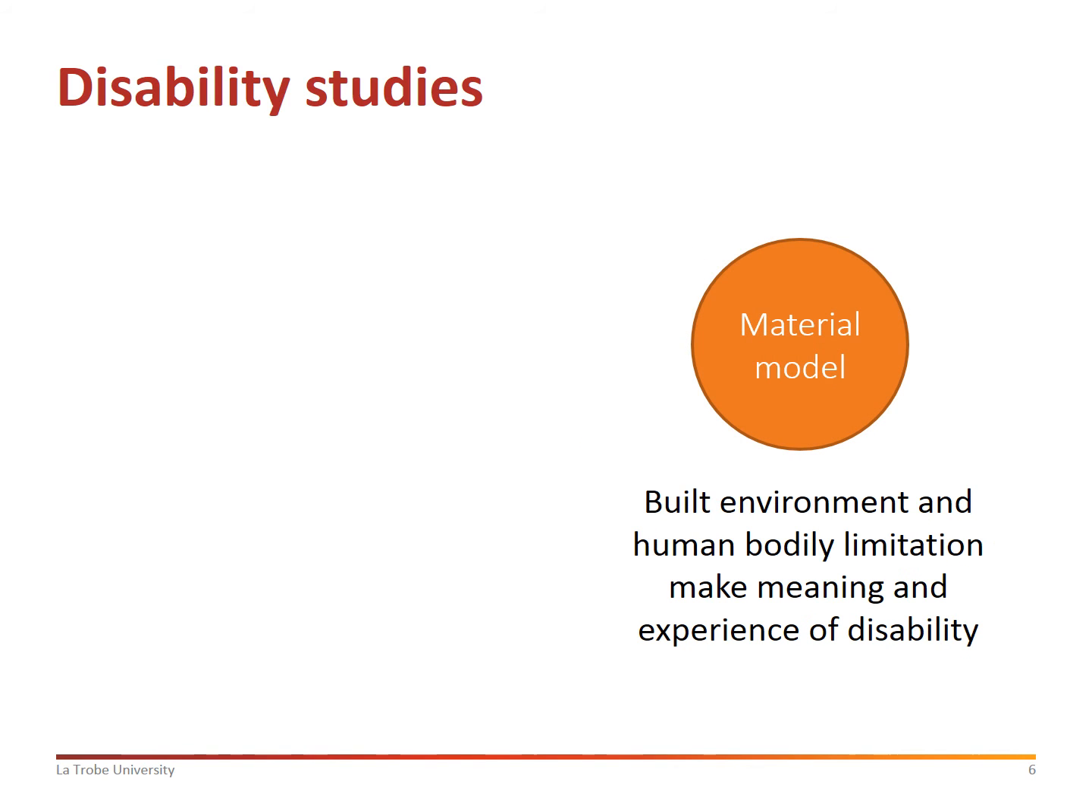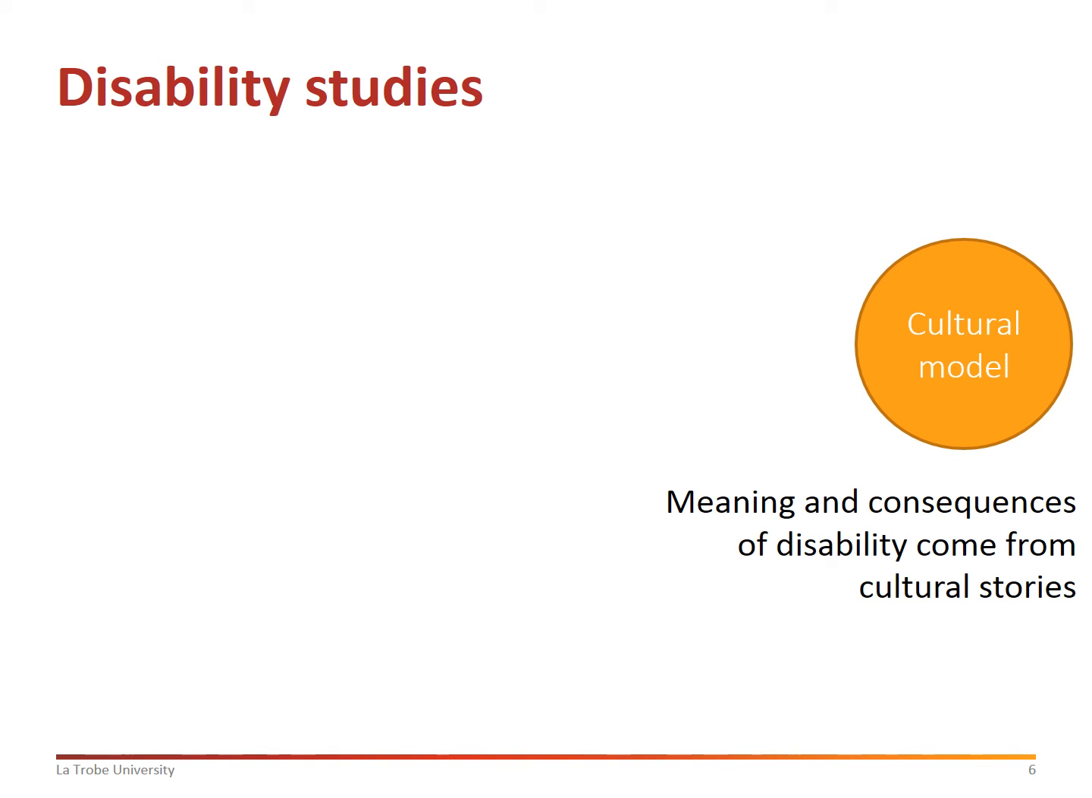Within a material model, it is suggested that the built environment and human bodily limitation make meaning and experience of disability. It suggests that it is not the body that creates a disability, but how the body relates to and interacts with the environment. For example, if a person with a wheelchair is provided with ramps and an ability to mobilise easily through their environment without assistance, can they still be considered to have a disability? The final model we will briefly touch on is the cultural model. It suggests that the meaning and consequences of disability come from cultural stories, language, and images.